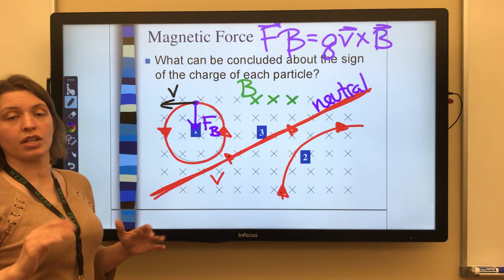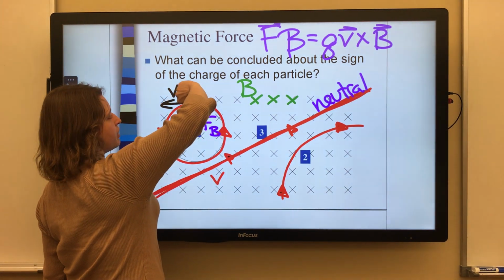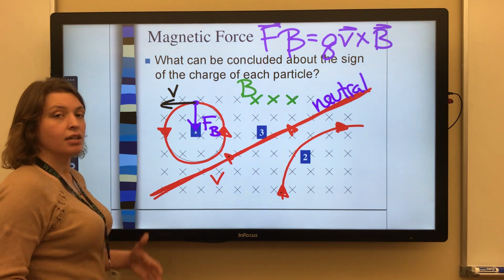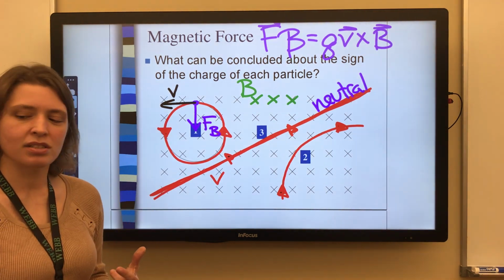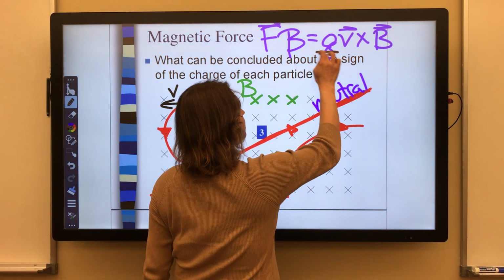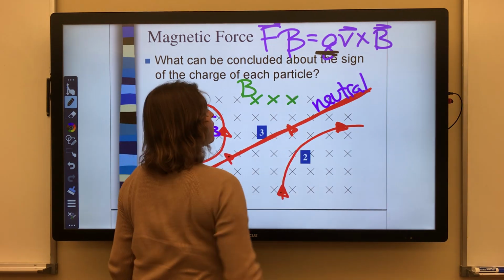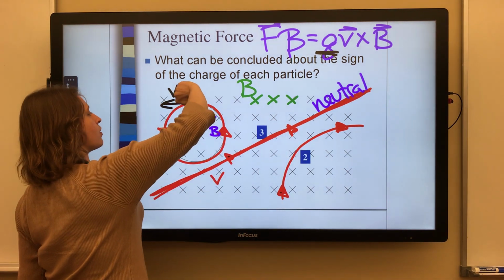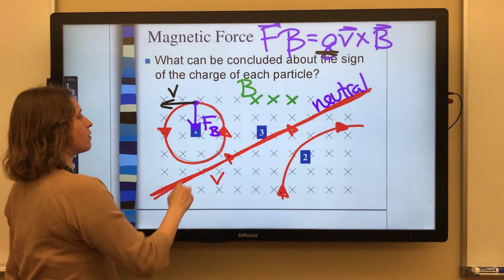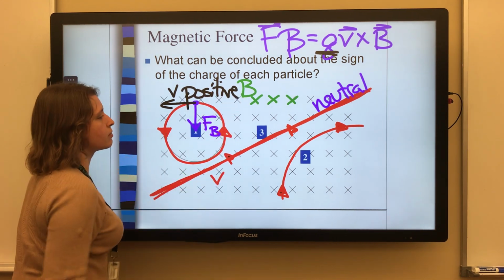So let's check using the right-hand rule. If I have v and I curl my fingertips towards B, my thumb should give the direction of the force, assuming that this is a positively charged particle, because notice the q shows up in our equation. So for a positively charged particle, v curl to B, our thumb gives the direction of the force. This must be a positive charge.